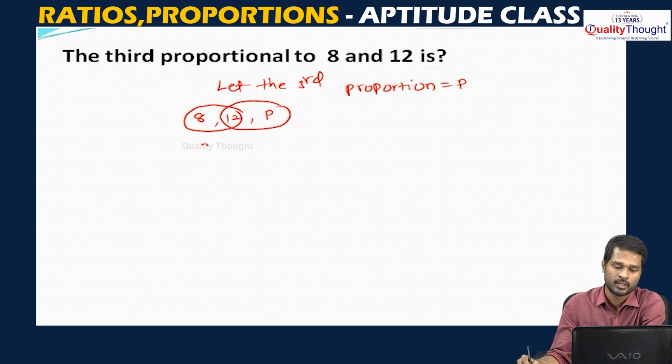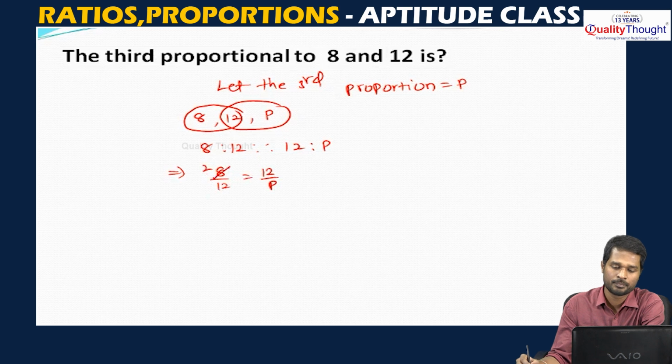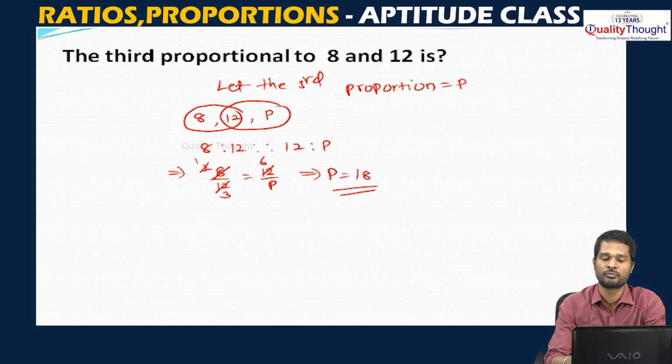I can write it as 8 is to 12 equals 12 is to p. Whenever only two values are given and you are asked to find the third proportion, make the value which is common for both ratios the middle term. So 8 by 12 is equal to 12 by p. 4 twos are 8, 4 threes are 12, so 2 by 3 equals 12 by p, and p will be 6 into 3, which is 18. So the third proportion of 8 and 12 is 18.